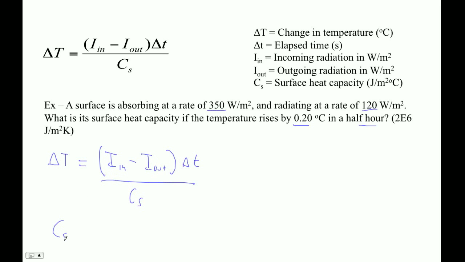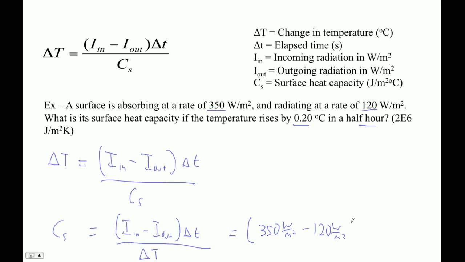And of course, CS is going to equal I in minus I out, times delta T, over the change in temperature. So it's going to be parentheses 350 watts per square meter minus 120 watts per square meter. And then our change in time is a half hour, so that's how many seconds? 1800 seconds. And then change in temperature is 0.2, and that's degrees Celsius.